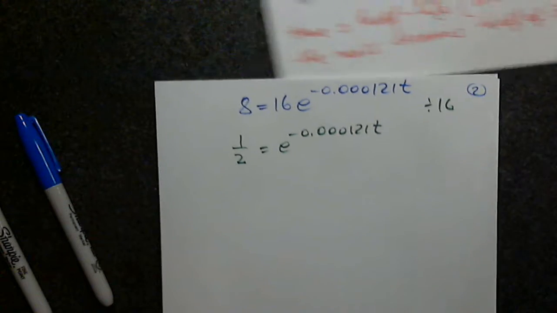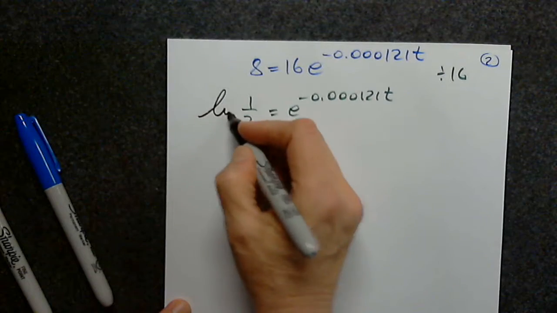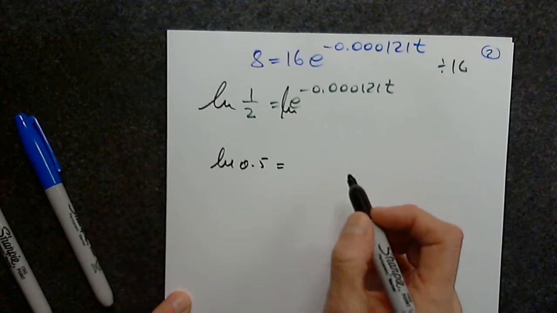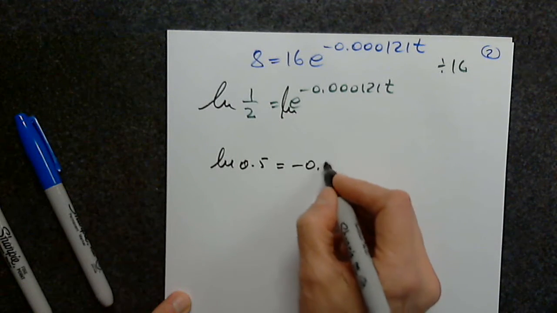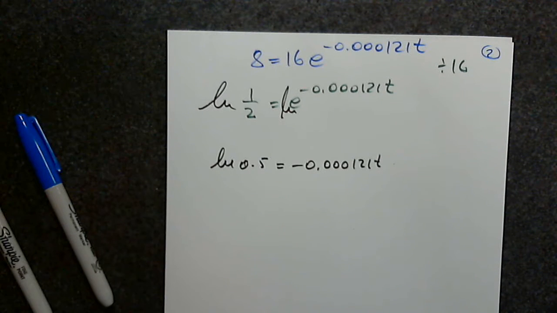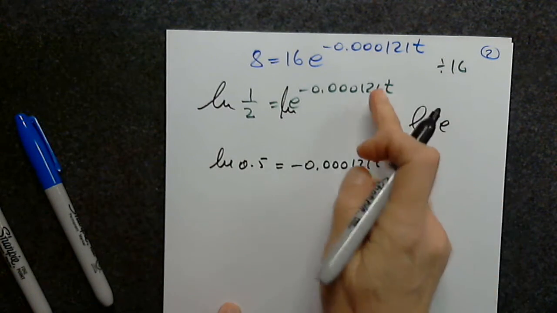It's ready to apply natural log. Exactly. So the left-hand side is natural log of 0.5. And the right-hand side is, I bring the power in front, negative 0.000121 t, and I should multiply by what? Times natural log e. But what do we know about natural log e? So I should write here times natural log e, right?